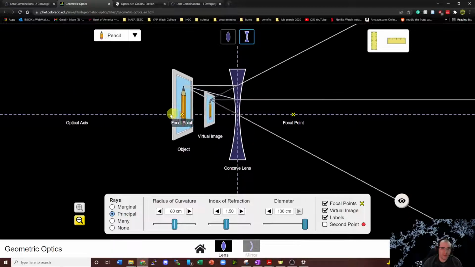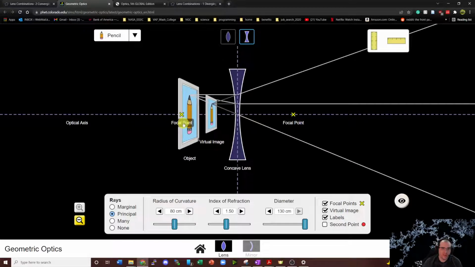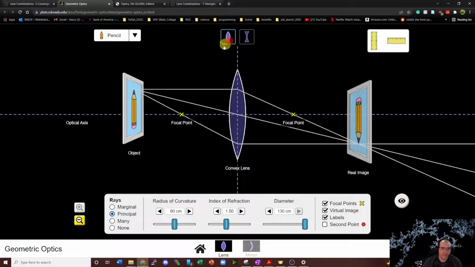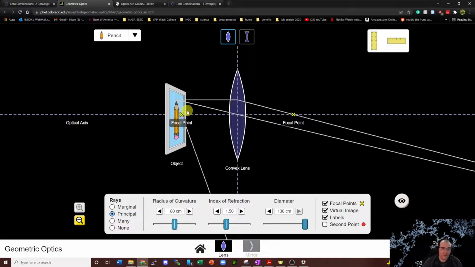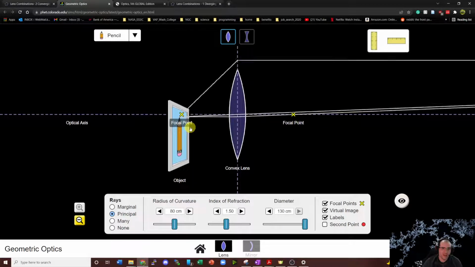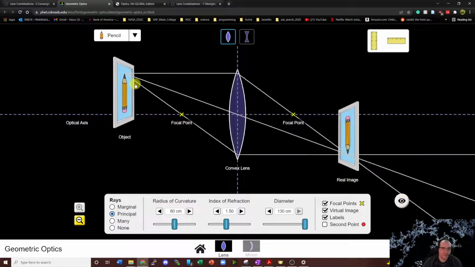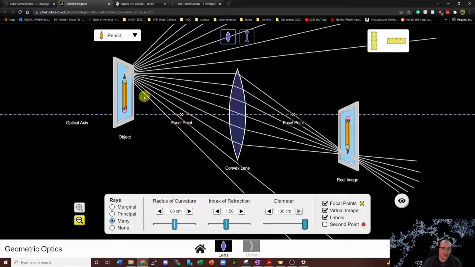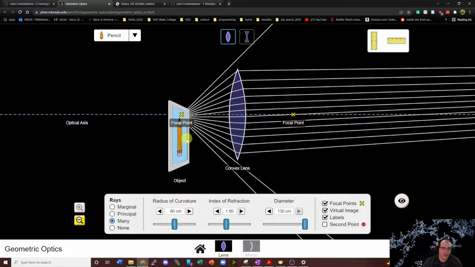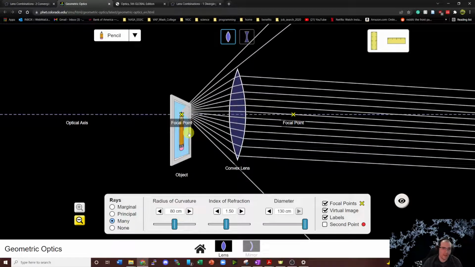And you can move this around. We never lose the image, right? But here, we can get to infinity. Or you can do mini. See there, all those parallel beams at the focal point.